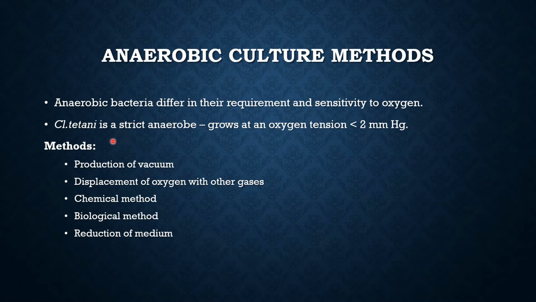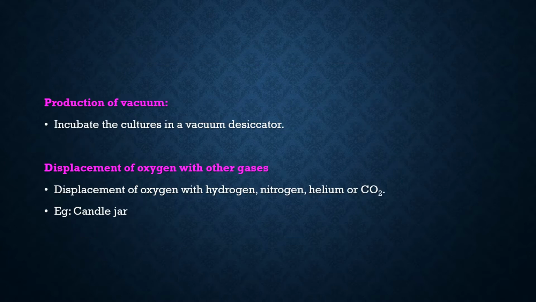Methods for anaerobic microorganism cultivation: these are the basic principles on which anaerobic organisms can be grown. First is production of vacuum. Second, displacement of oxygen with other gases. Third is chemical method. Fourth is biological method. Fifth one is reduction of medium. So first I will discuss production of vacuum.